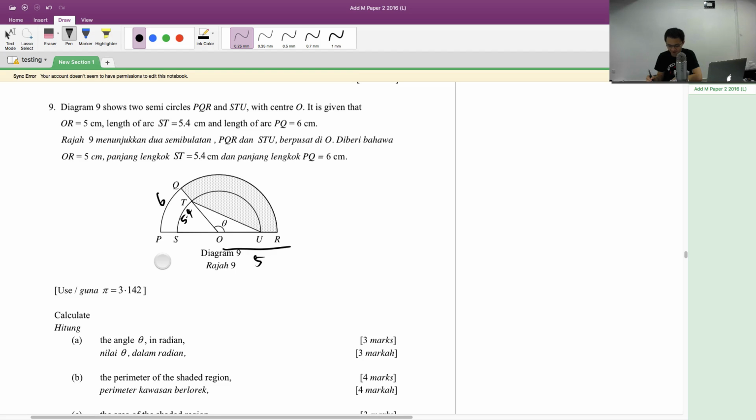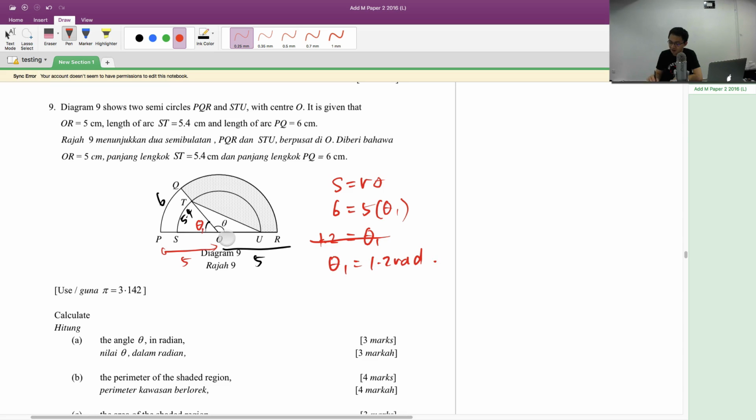Definitely we can get theta easily. Let's say I want to find this one, I call it theta 1. I know the radius is 5. 6 is the arc length, so s equals r theta. My arc length is 6, my r is 5, so I can get my theta 1 here. Theta 1 is 6 divided by 5, which is 1.2 radian. Let me write theta 1 equals 1.2 radian.